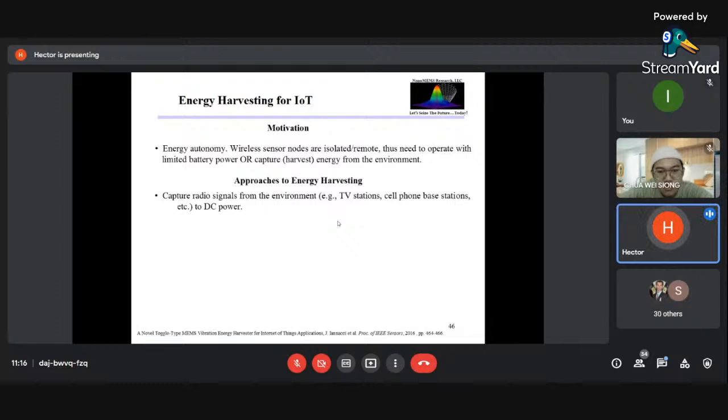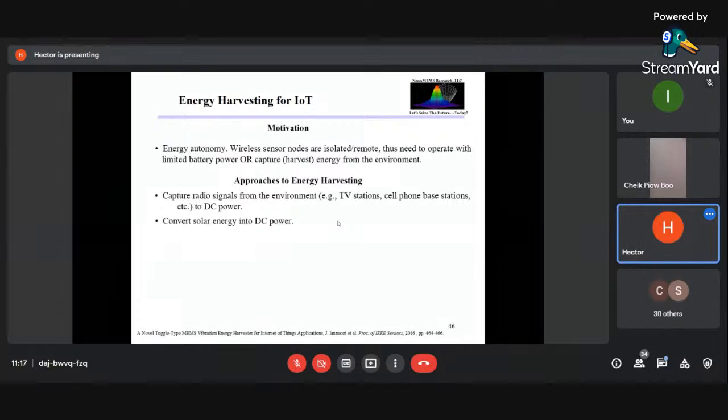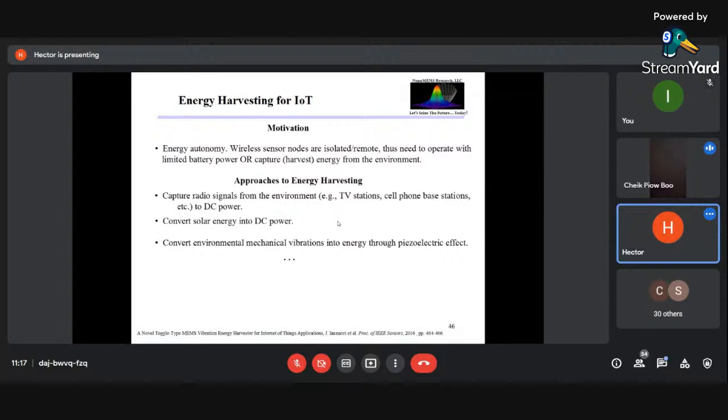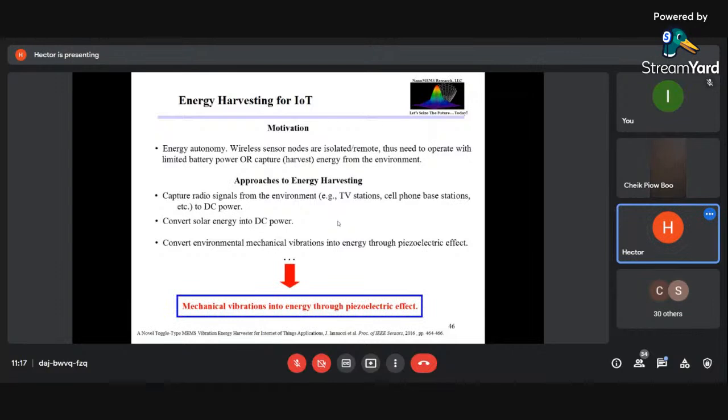Approaches to energy harvesting include capturing radio signals from the environment, such as TV stations or cell phone base stations, for conversion to DC power, converting solar energy into DC power, or converting environmental mechanical vibrations into energy through the piezoelectric effect. And this is the application that we will review.